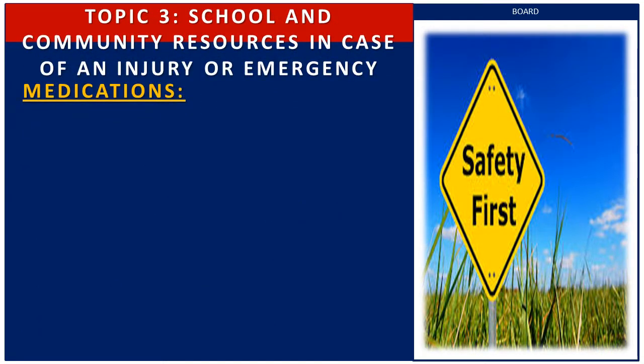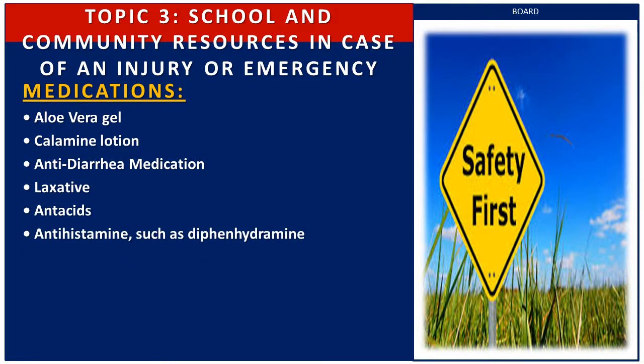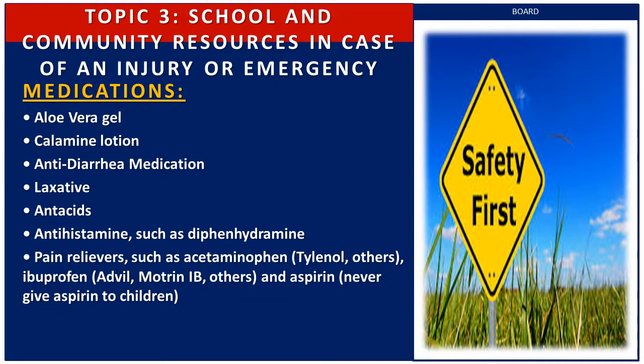The last one is about the medications. So let me give you, one by one, the given examples. We have aloe vera gel, calamine lotion, anti-diarrhea medication, laxative, antacid, antihistamine such as diphenhydramine, pain relievers such as acetaminophen, ibuprofen, and aspirin. And always remember that please never give aspirin to children. Next is hydrocortisone cream. And the last one is cough and cold medications.